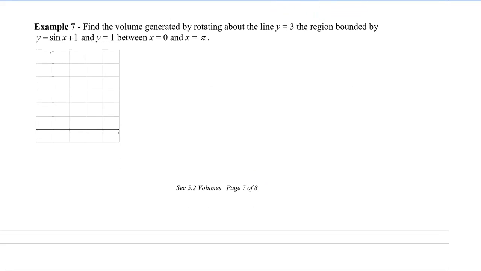And this one's a little bit tricky because this time we're going to rotate about the line y equals 3. And we have the region bounded by y equals sine x plus 1 and y equals 1 between 0 and pi.